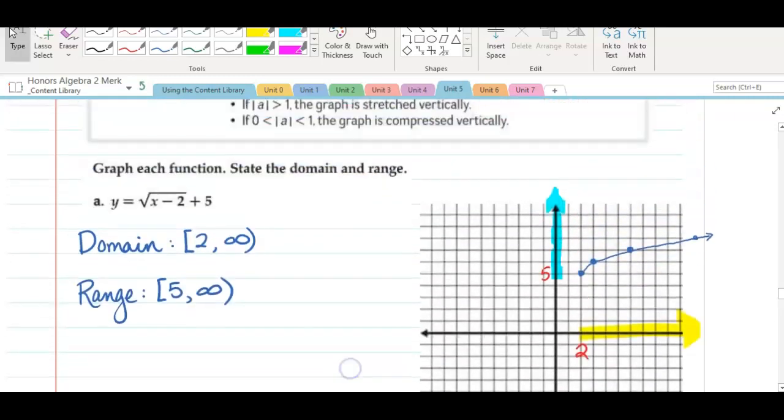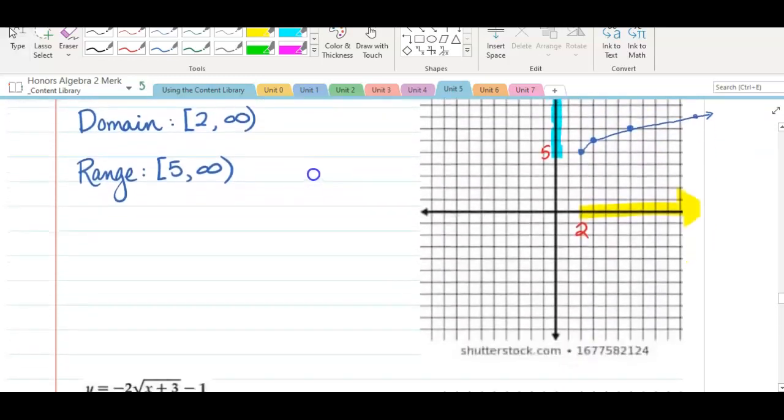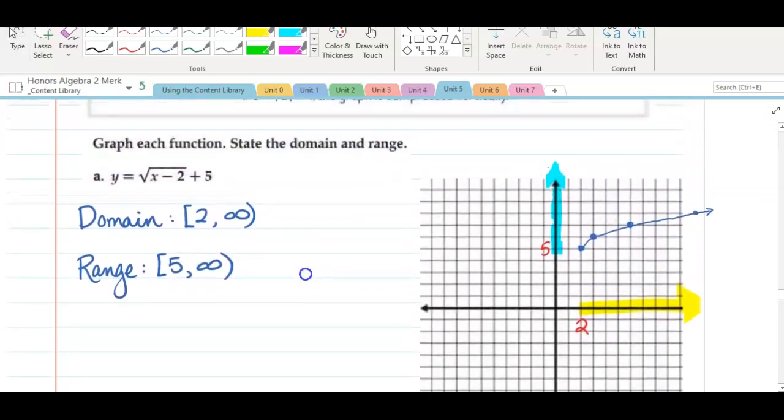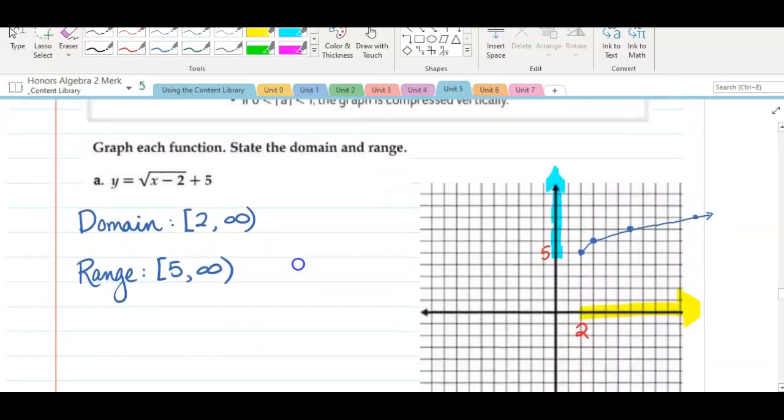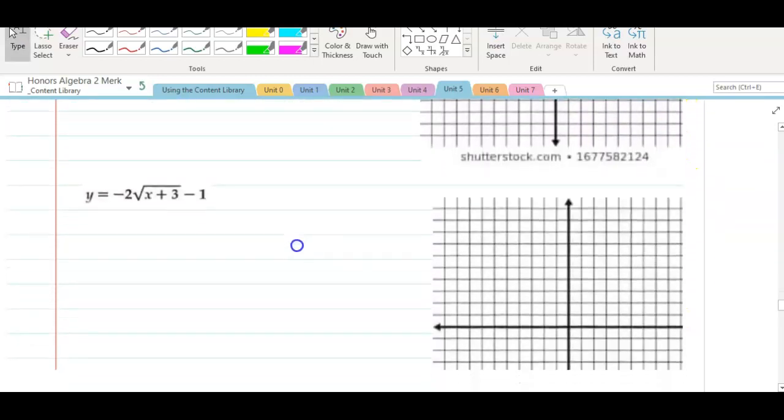The next one, we have a little bit more happening than simply a vertical and horizontal translation. On the next one, we are adding a number inside the radical. We are subtracting a number outside the radical, but we also have some other stuff happening here. So let's address each part individually.